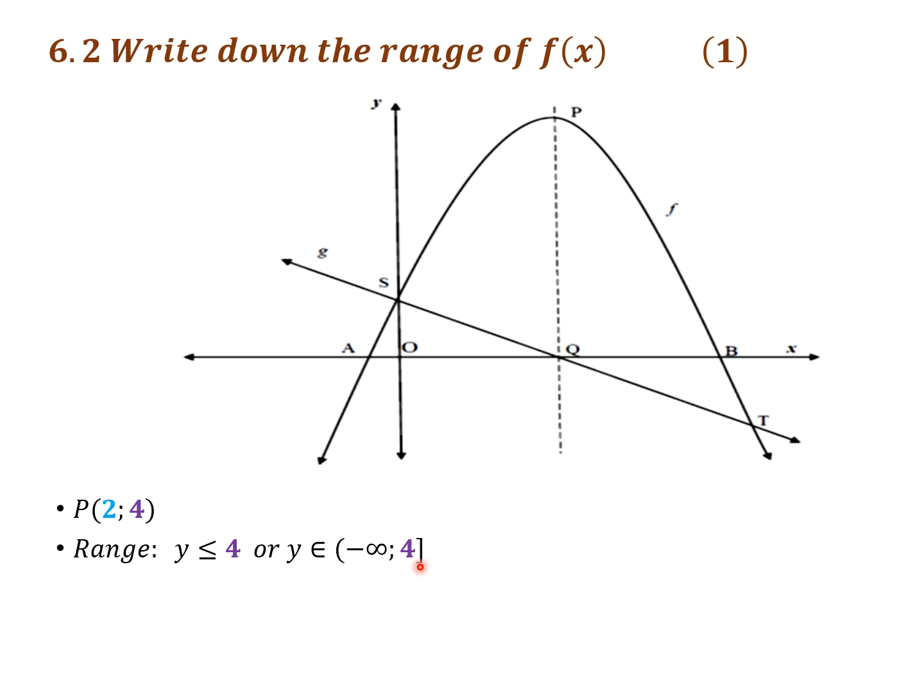See, the square bracket means the 4 is included. So that's equal to 4 at that point. Negative infinity, we don't know where it ends, therefore an open parenthesis. So either way, some teachers prefer you to write range in that format. This here is also just as valid: y less than or equal to 4.